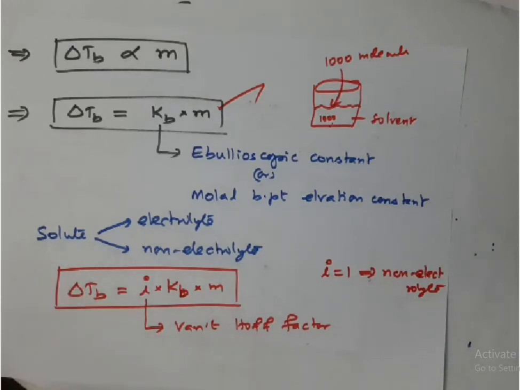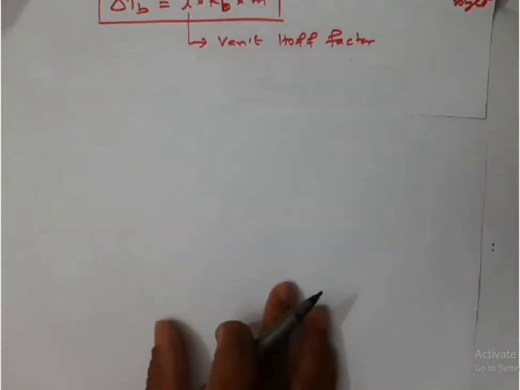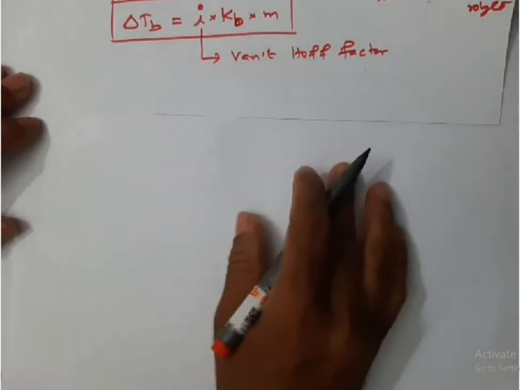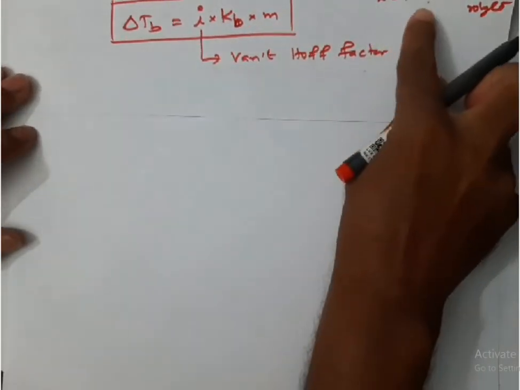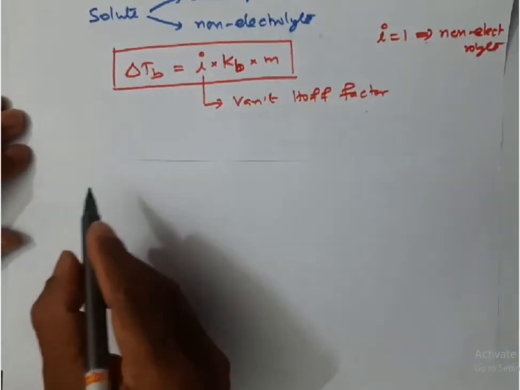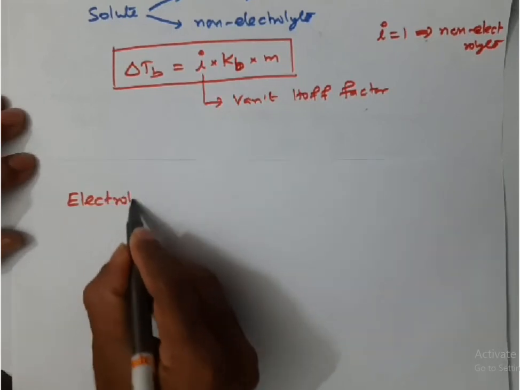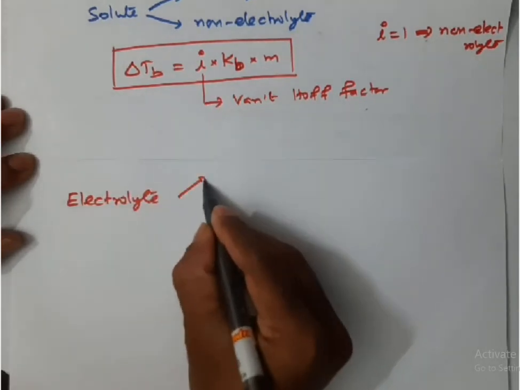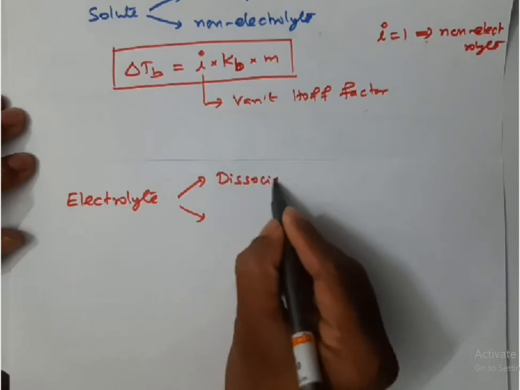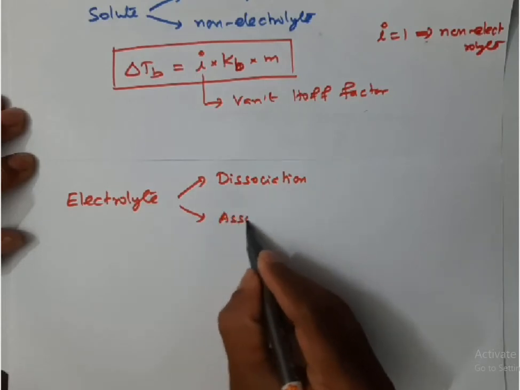Okay, let me write. And before going to see the other information, students, observe carefully. For non-electrolyte, i is equal to 1. I have told you. If it is an electrolyte, last class also I told you, if it is an electrolyte, then the electrolyte may undergo dissociation in solution. Some electrolytes may also undergo association.